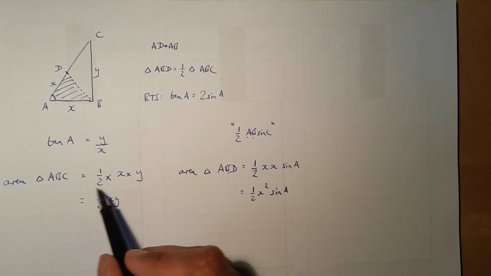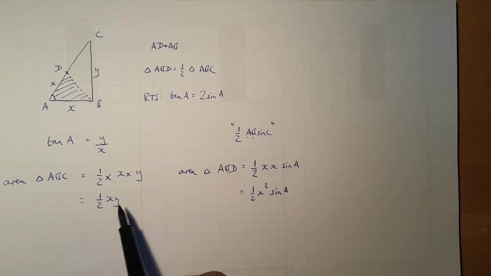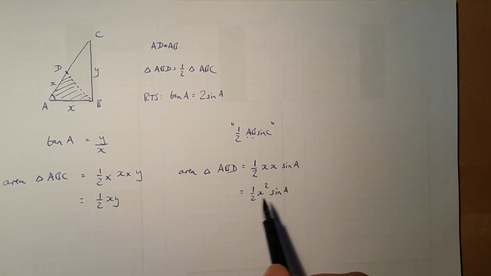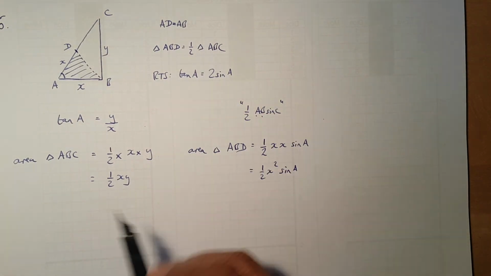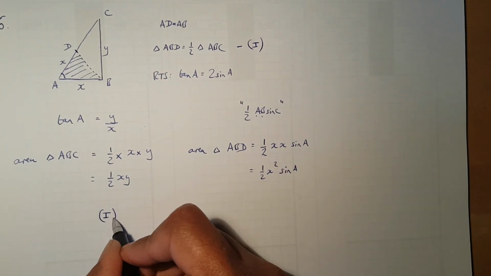So I've got an area of ABC, I've got an area of ABD, and I know that if I were to halve that one, I get that one. So let's use this equation up here. Should we call that equation 1? And let's bring down equation 1 over here.